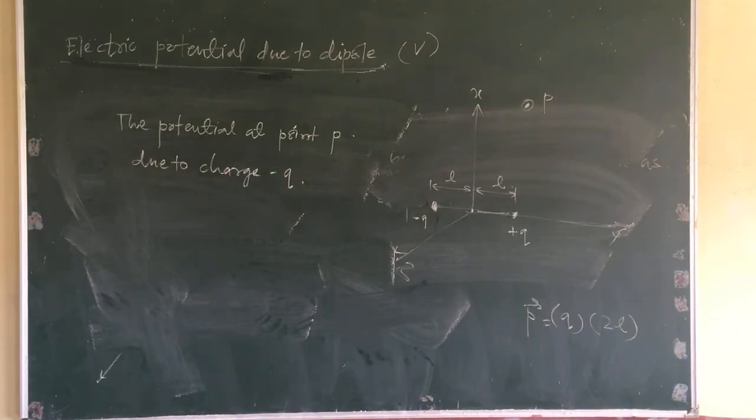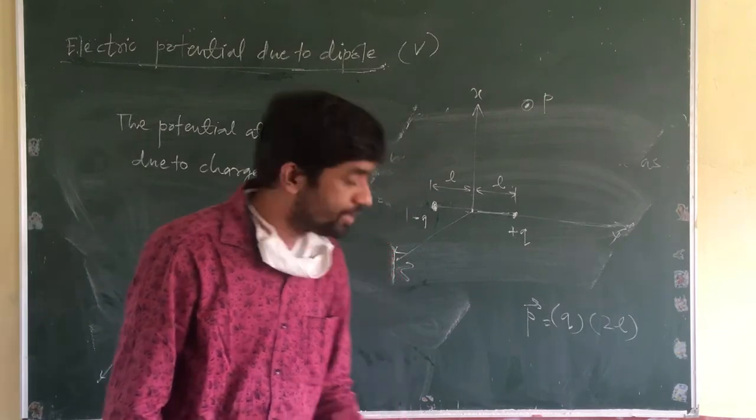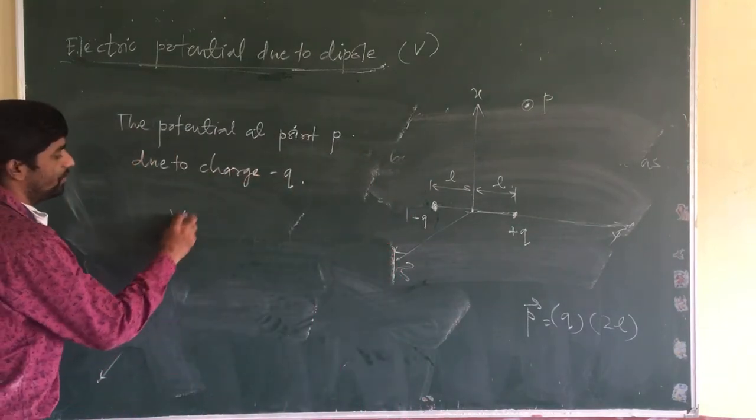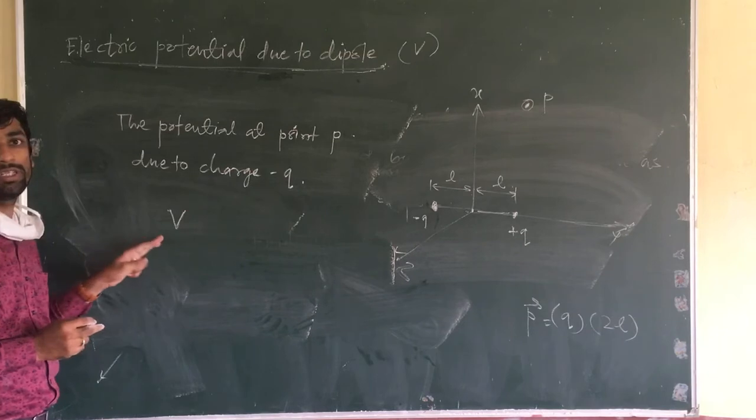So what is the potential due to the negative charge? The potential due to the negative charge is V, and I have to find out the potential due to the negative charge.